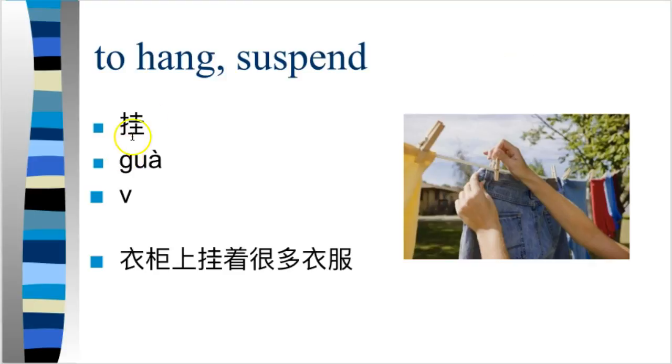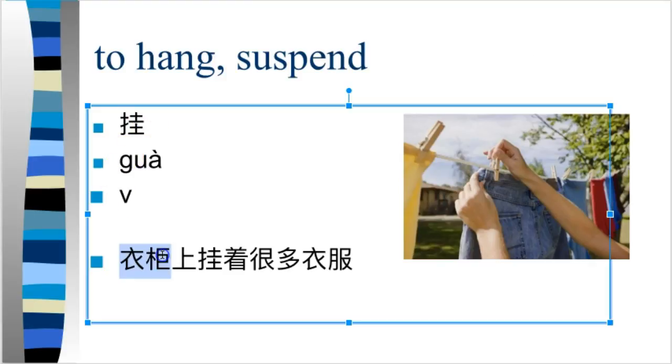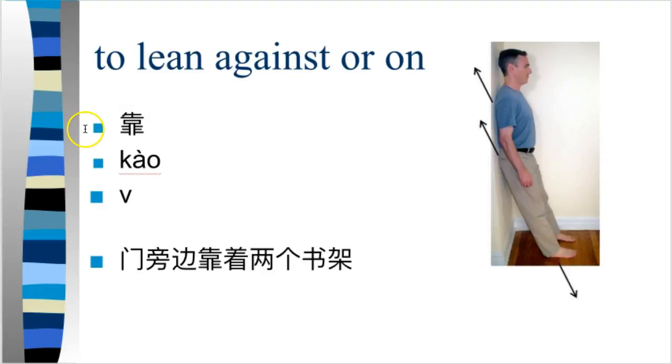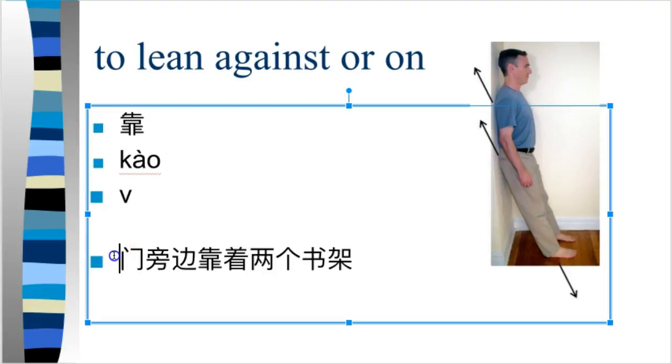With 挂, it means to hang or suspend. So I can say 衣柜. 衣柜 means closet, a word we'll learn later. 衣柜上, so like on top of the closet, 挂着 is hanging 很多衣服, a lot of clothes. With 靠, you can say 门旁边. This is the location phrase, 门 is door. So like next to the door, what's next to the door? 靠着 is leaning 两个书架, two bookshelves.